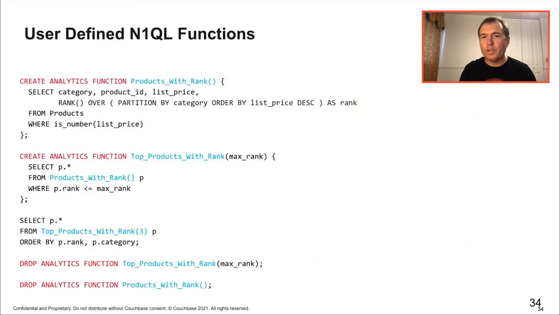In this example, we create two user-defined functions. The first one is products with rank, which assigns rank to each product in the products collection. The second function is called top products with rank. It accepts a max rank parameter and returns top products based on the parameter value. The main query then uses the second function to fetch top 3 products in each category. Finally, both functions are removed from the system catalog.